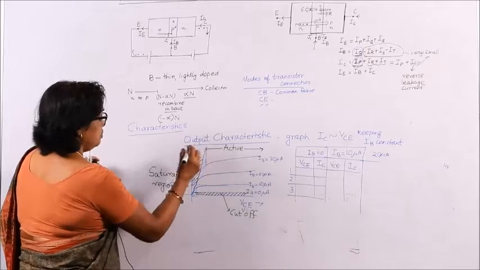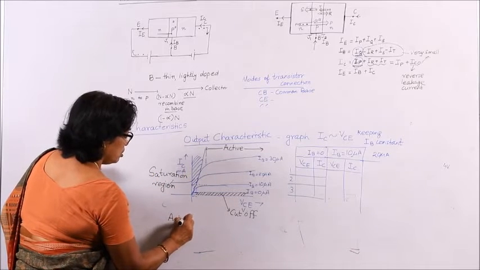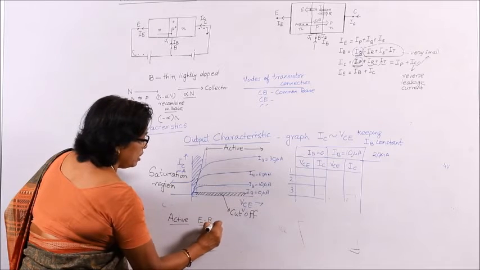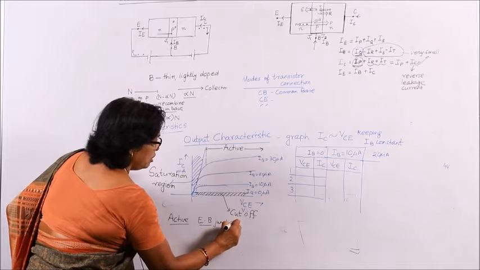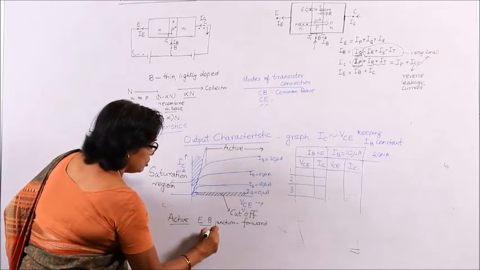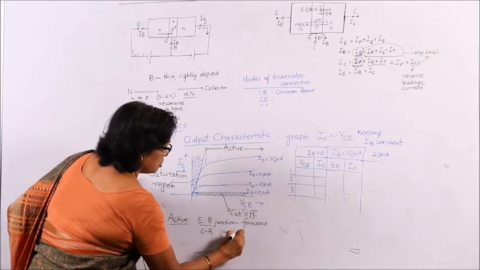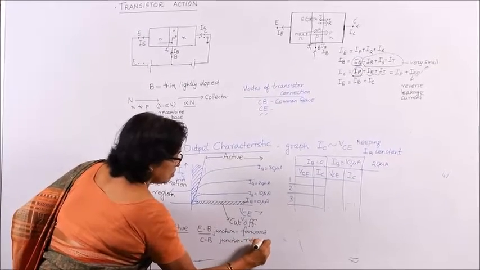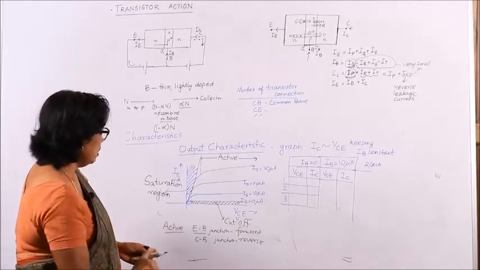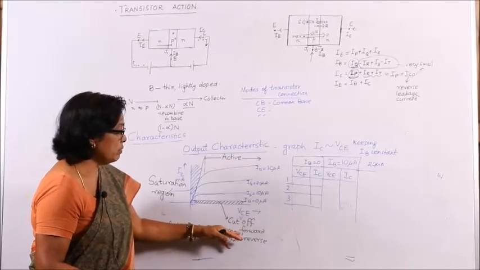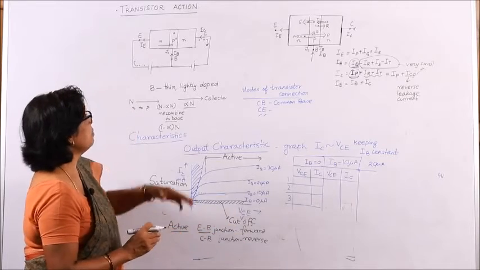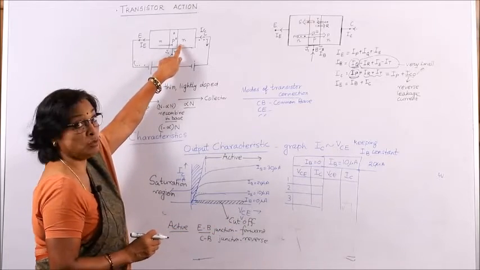In the active region, our emitter base junction is forward biased and collector base junction is reverse biased. Whereas, now you can change this, you can make both of them reverse biased. When you make both of them reverse biased, what will happen? This is reverse biased always.